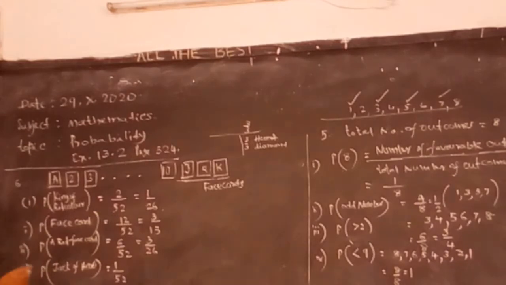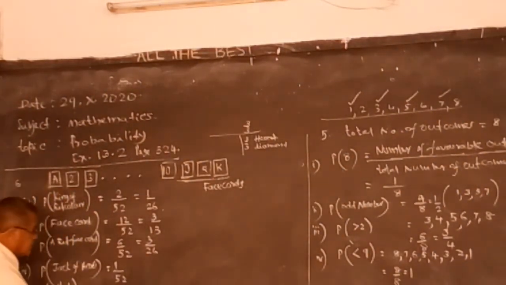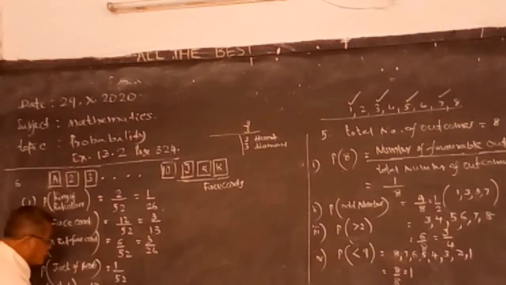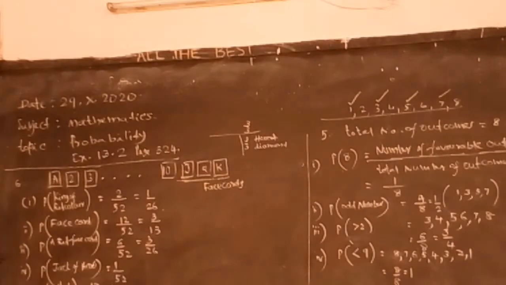Fifth, a spade. Probability of a spade. How many spade cards? 13 spade cards. 13 club cards, 13 spade cards, 13 heart cards, 13 diamond cards. So here 13 by 52. That is 1 by 4.